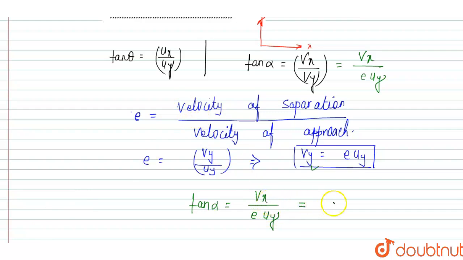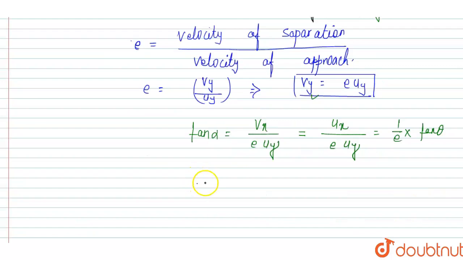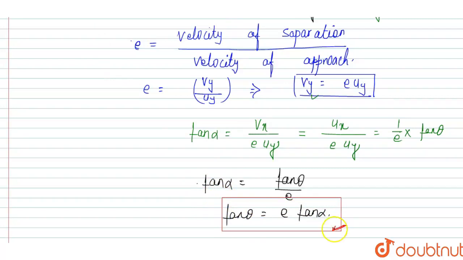And vx can be written as ux, because along the x axis velocity will not change, upon E into uy. And ux upon uy is equal to 1 by E into tan theta. That means the relation between them: tan alpha is equal to tan theta upon E. That means tan theta is equal to E into tan alpha. This is the correct relation between alpha and theta, and this is the right answer of this question.